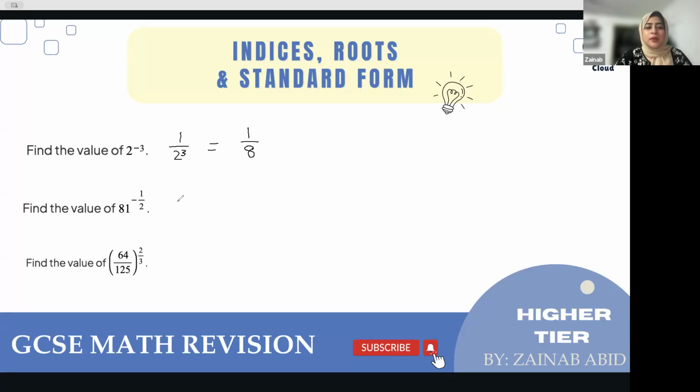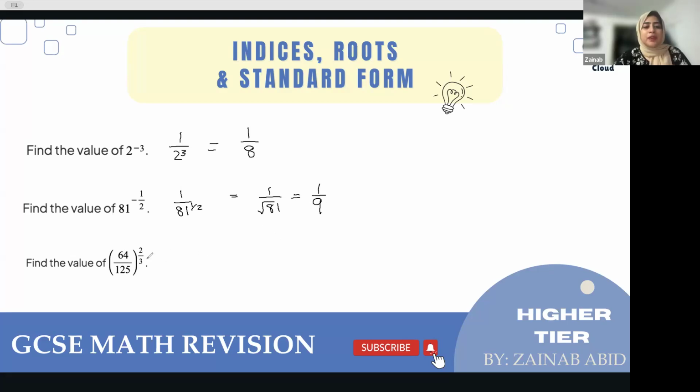Okay, the next one, we've got to find the value of 81 to the power of minus a half. So the first thing we need to do is write it as 1 over 81. That will get rid of the minus. So this is a combination of the negative rule and also fractional indices. Then that'll be 1 over the square root of 81 to the power of 1, which is just square root of 81, so that's 1 over 9.